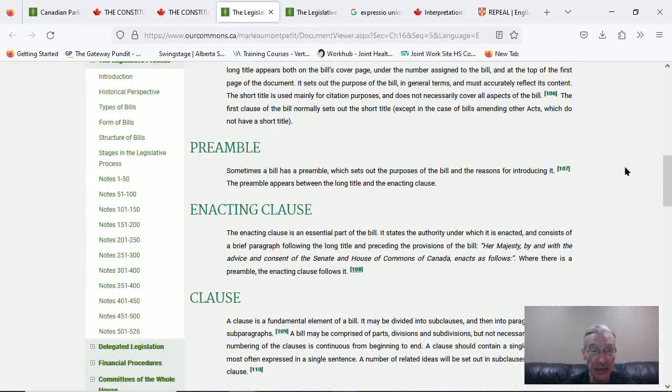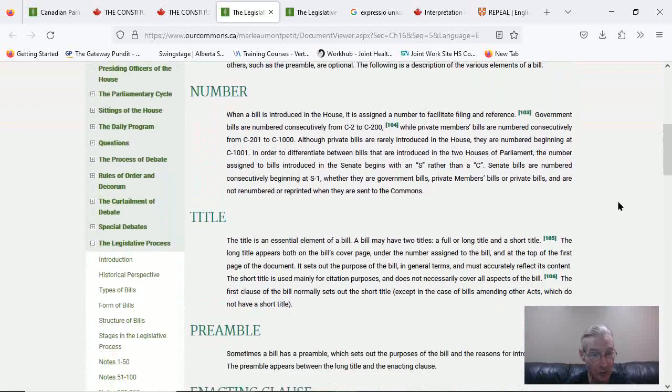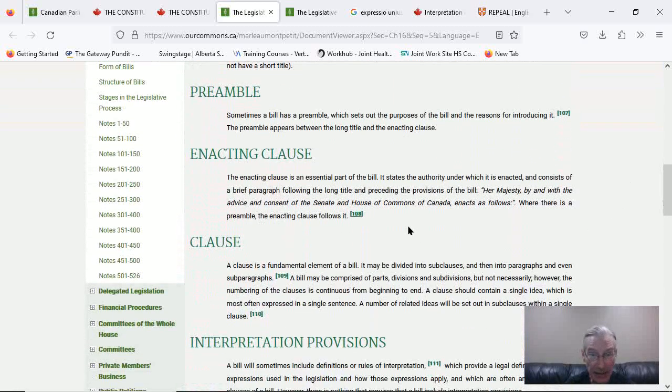So, what does it mean to repeal the enacting clause? Here we are, the legislative process, structure of bills. The enacting clause is an essential part of the bill. It states the authority under which it is enacted and consists of a brief paragraph following the long title and preceding the provisions of the bill. Her Majesty, by and with the advice and consent of the Senate and House of Commons of Canada, enacts as follows. Where there is a preamble, the enacting clause follows it.